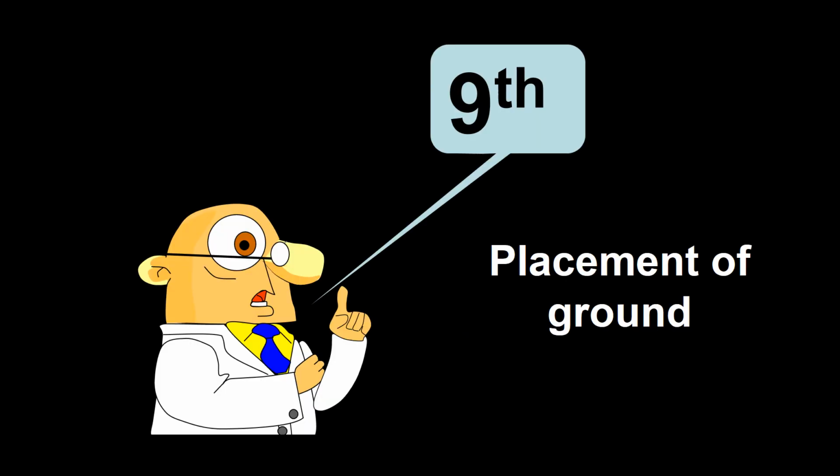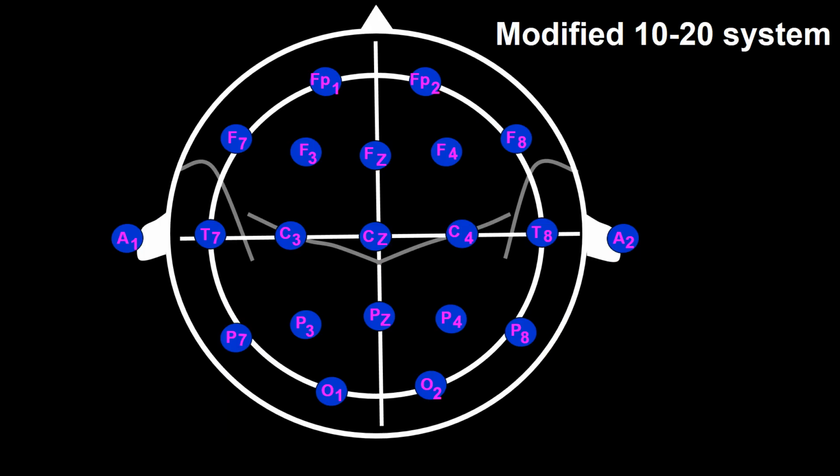Then I take the ninth step. The ninth step is placing the ground. The ground can be placed at different sites within the head. Usually it is placed in the midline of the head or over one of the mastoids. In this frame I have placed it in the frontal region.